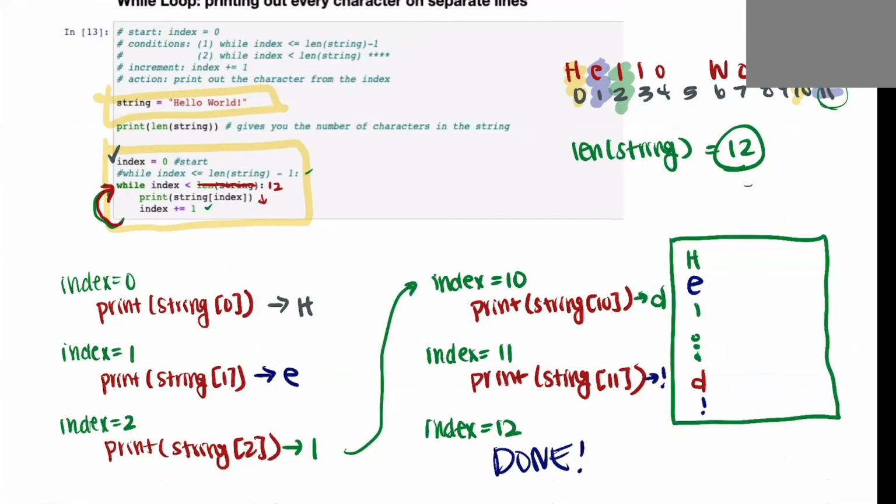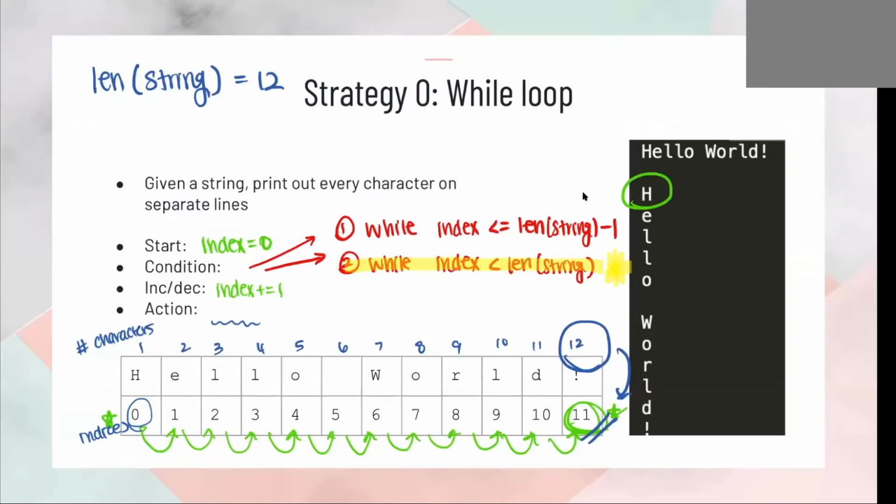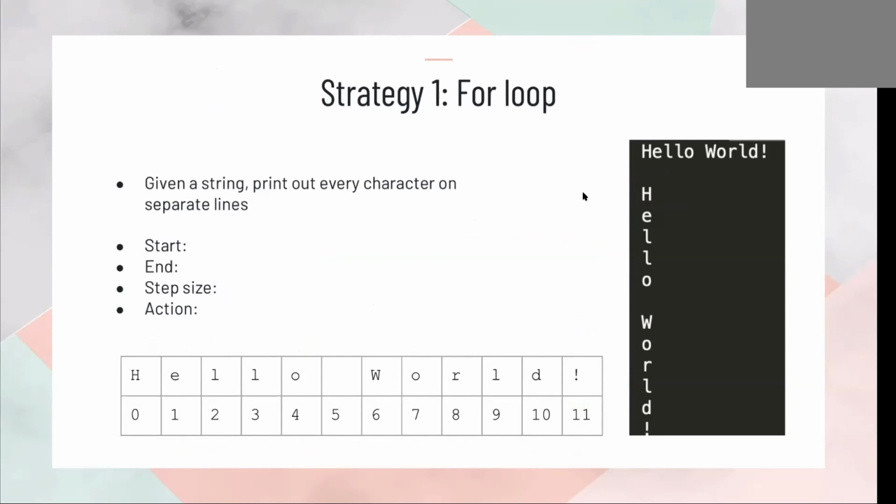All right, so the action that we need to include here was to print out a string with the index. Now let's go ahead and move on to the next strategy, which is the for loop.